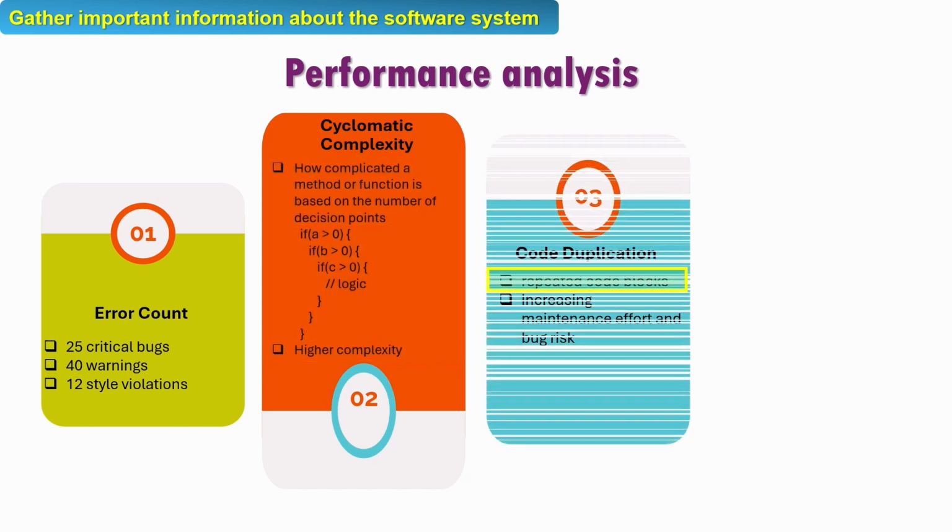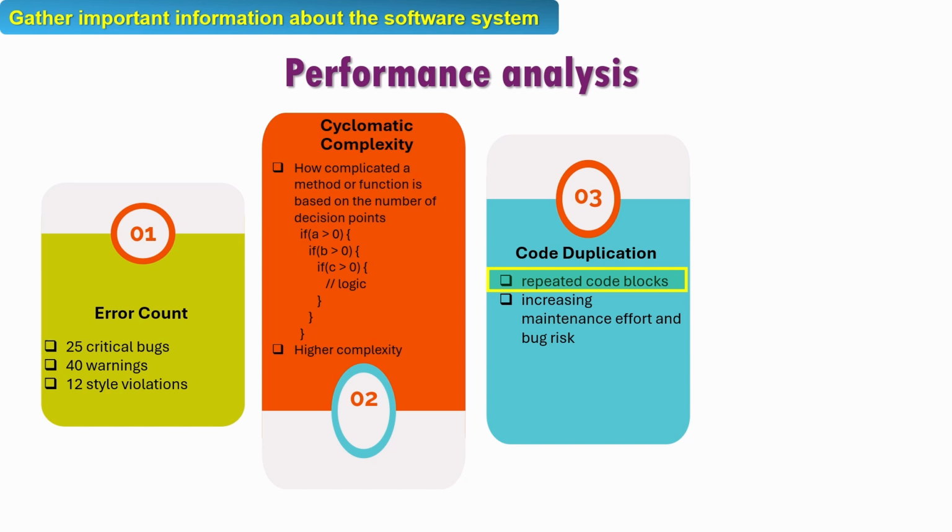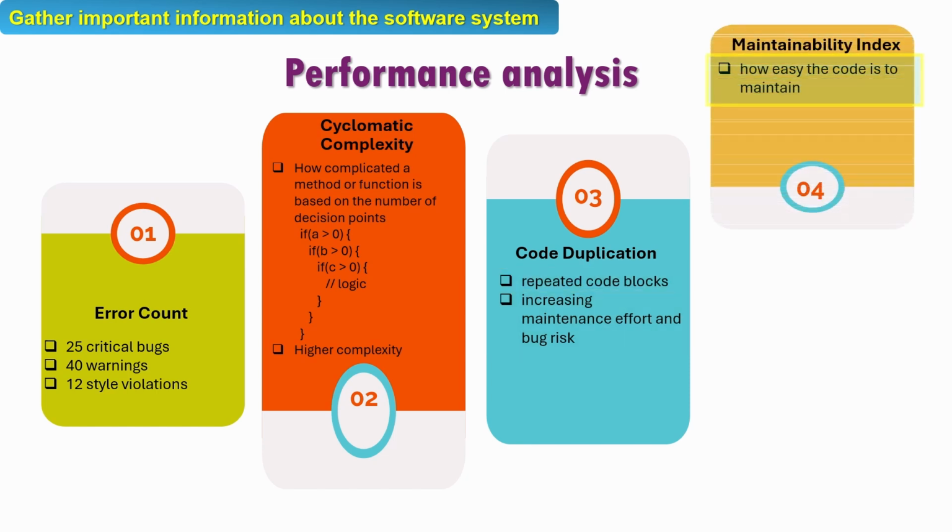Another useful metric is code duplication, that indicates the repeated code blocks. Suppose the same block of code appears in 10 different files. If developers later need to update that logic, they must modify all 10 copies, increasing the maintenance effort and the bug risk. Static analysis tools identify the duplicated code and encourage developers to refactor the reusable functionality into separate methods or classes. Then maintainability index. This represents how easy the code is to maintain. This index estimates how easy the software is to maintain based on factors like complexity, readability, and size. A higher maintainability index indicates cleaner and more maintainable code.